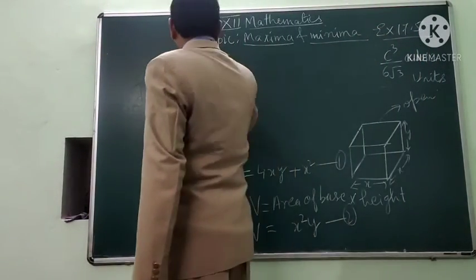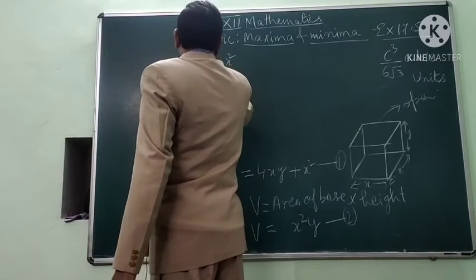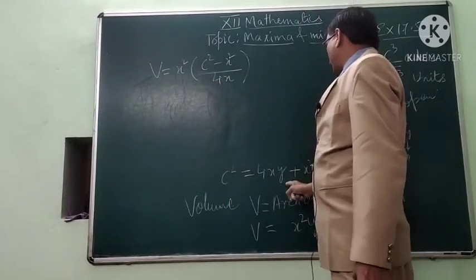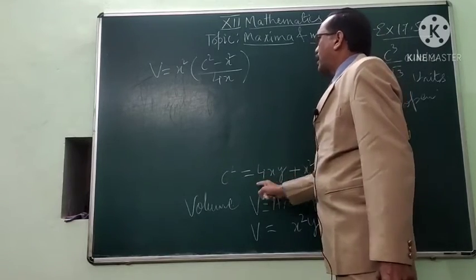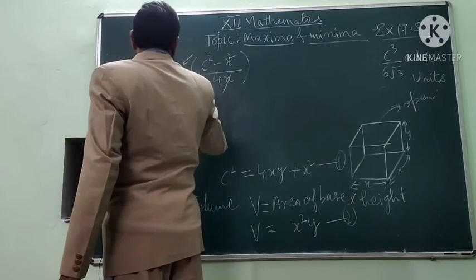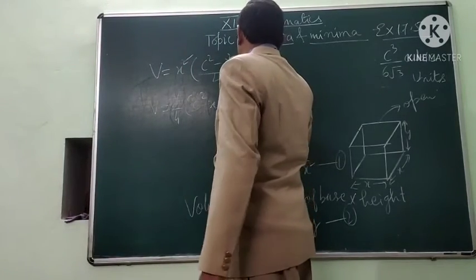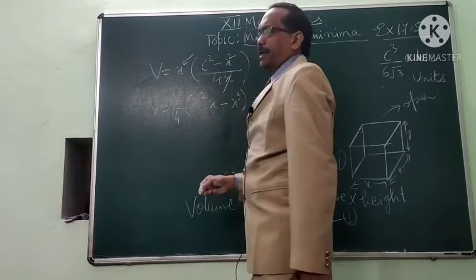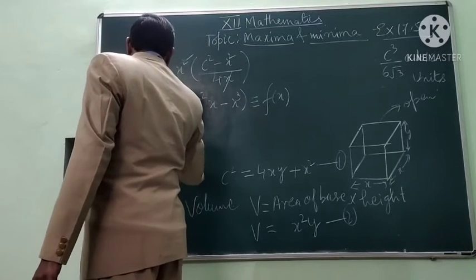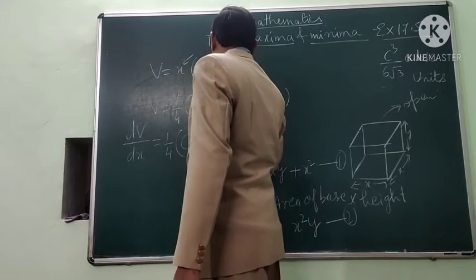Now V equals x square into (c square minus x square) upon 4x. It is the value of y. It is (c square minus x square) upon 4x. Here x is cancelled out. So V equals 1 upon 4 (c square x minus x cube). Now here V is a function of x. X is a variable here. So we will find dV over dx. It is 1 upon 4, c square constant, x is 1, minus 3x square.